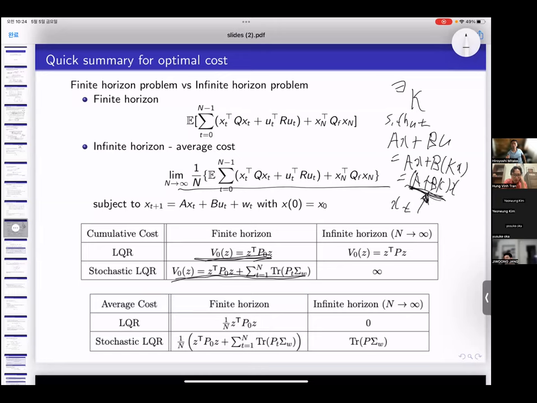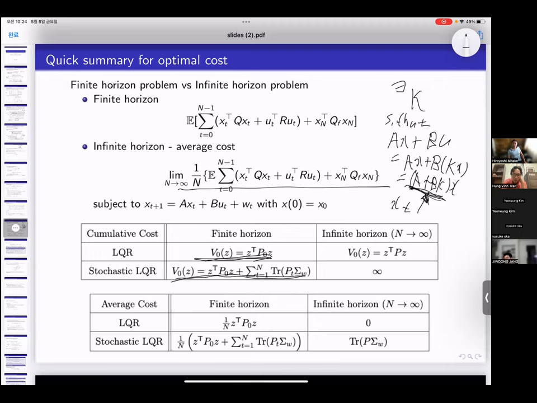If the spectral radius of A plus BK is strictly less than one, then we can expect that the state trajectory converges to the origin eventually. Under that assumption, the infinite horizon cost for deterministic LQR is given by z transpose times P times z for the initial point z.